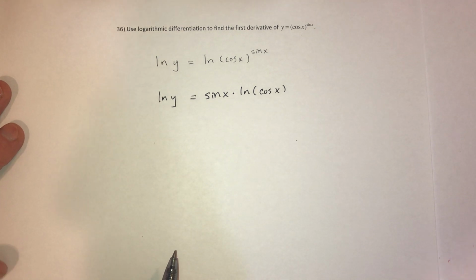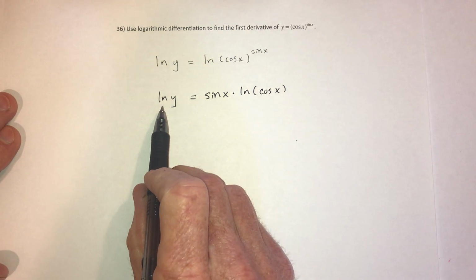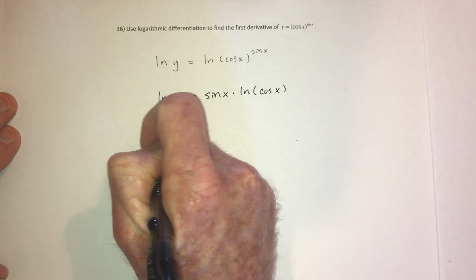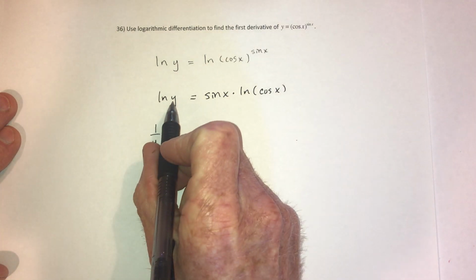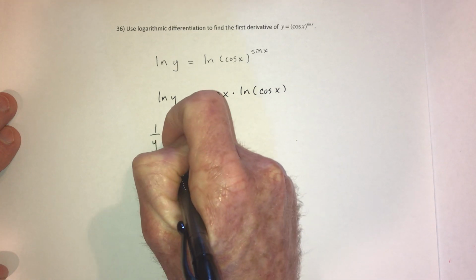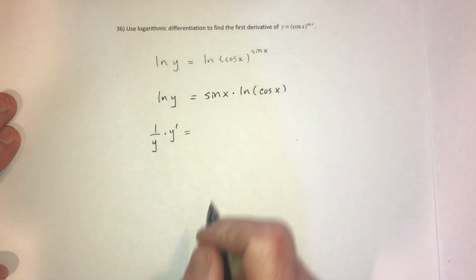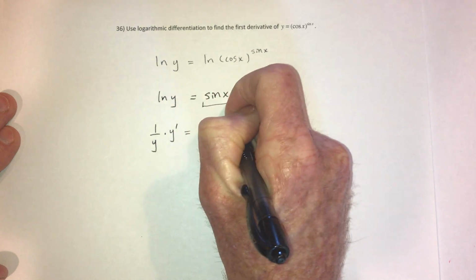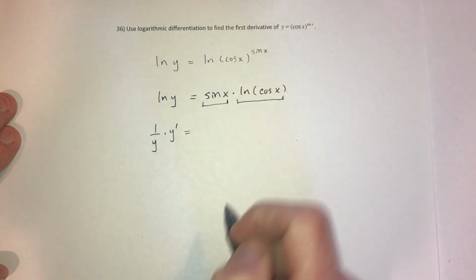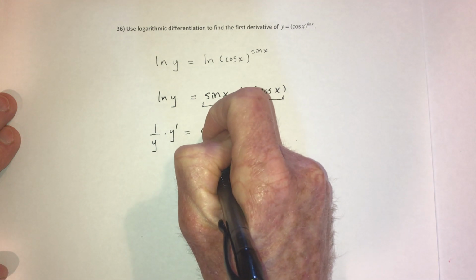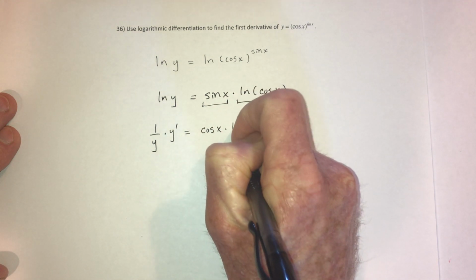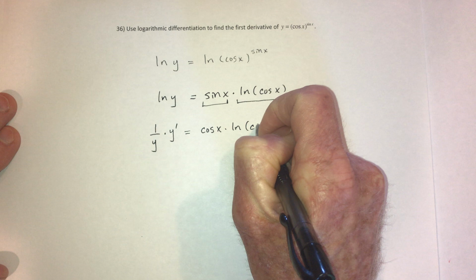Now we're ready to take the derivative. On the left side, the derivative of the natural log function is going to be 1 over y. And then you need to do the chain rule, take the derivative of y. On the right side, we need to do the product rule. So it'll be the derivative of sine is cosine, and then leave the natural log function alone.